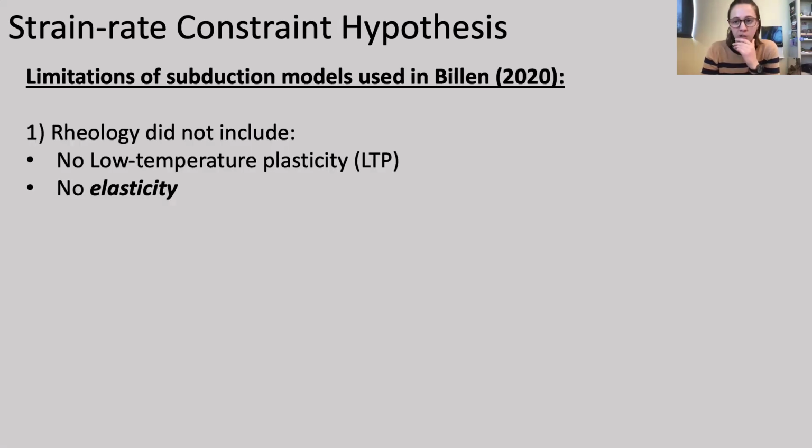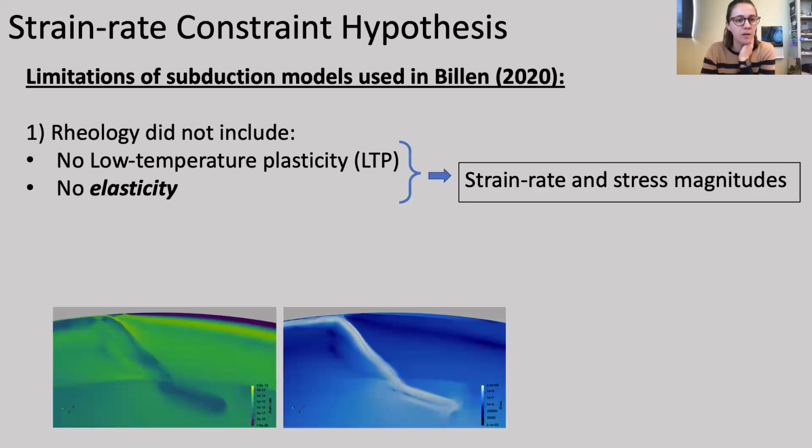There were some limitations, though, of this study. The models used in this particular study were viscoplastic models, but they did not include elasticity, and they did not include low temperature plasticity in the rheology implemented in the model. And both of these are important for how the slab is going to deform and the values of strain rate and stress that you're going to get out of your model.